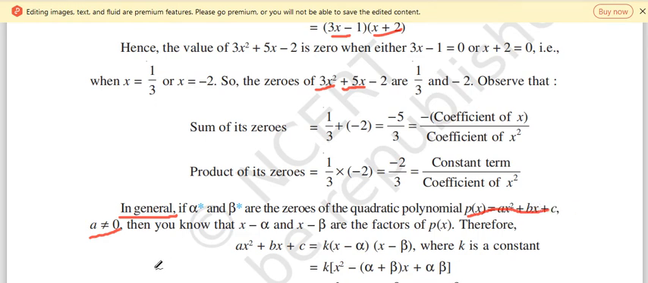Then we also say that x minus alpha is a factor of p of x, and x minus beta is also a factor of p of x. Therefore, we write ax square plus bx plus c as k into x minus alpha into x minus beta, because x minus alpha and x minus beta are factors, where k is a constant, the coefficient of x square.